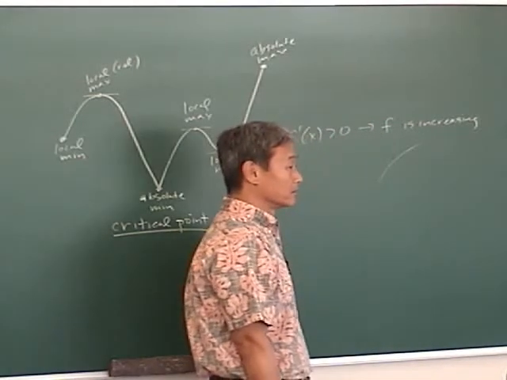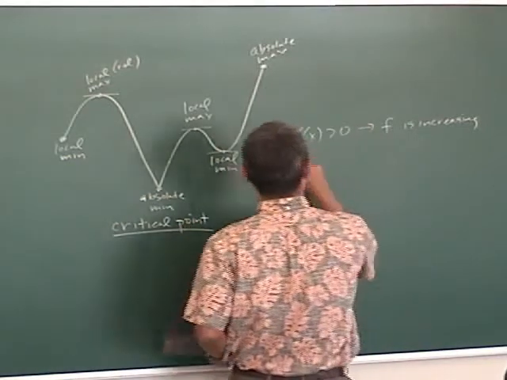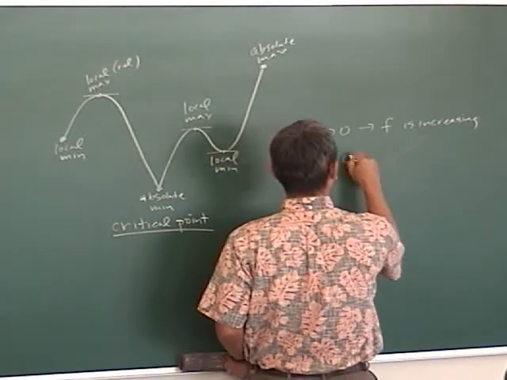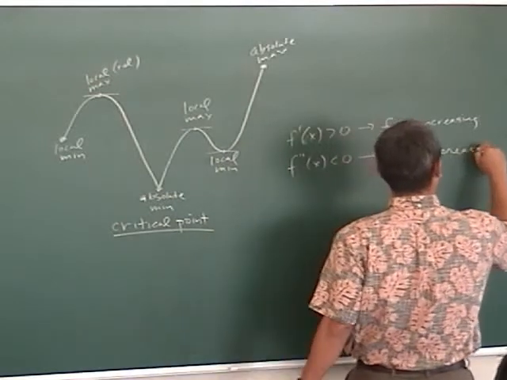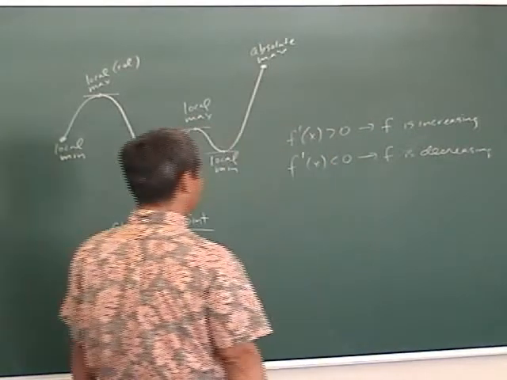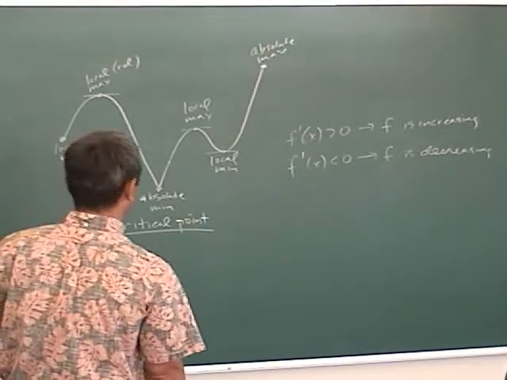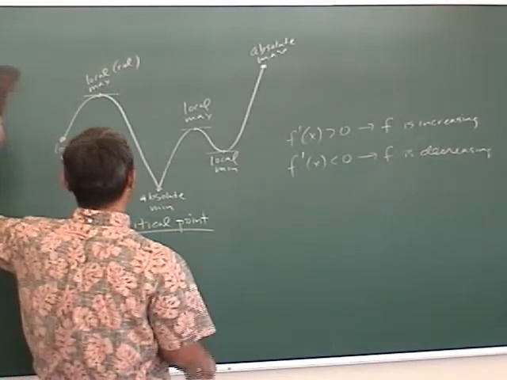If the first derivative is negative, that means the function is decreasing. Okay, so we're going to use these two things here to figure out maximums and minimums.